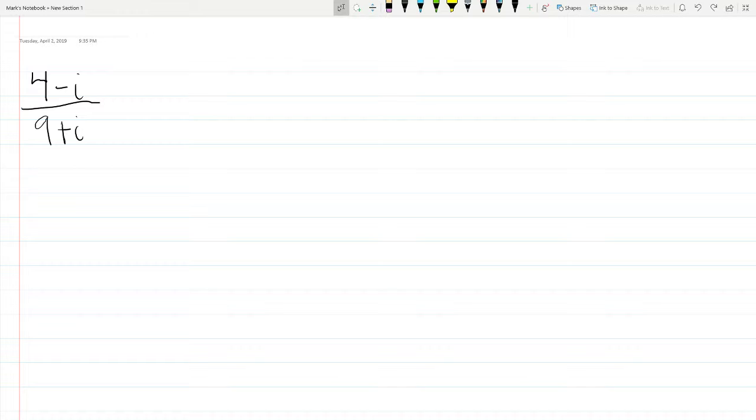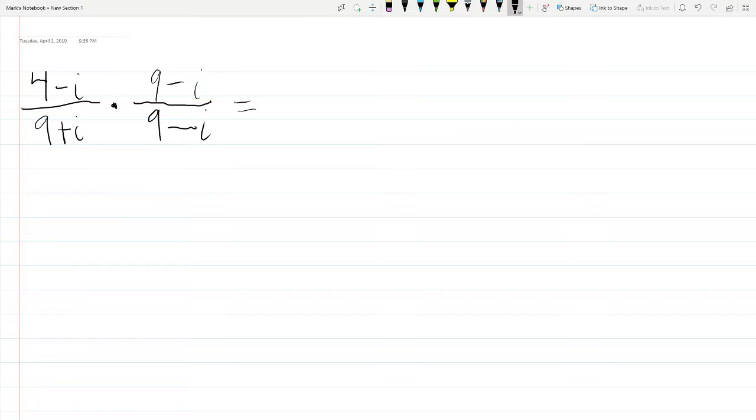So this problem is working with imaginary numbers, and it's (4 minus i) divided by (9 plus i). As you might recall, in order to simplify this problem, we're going to have to multiply by the conjugate. Recall, the conjugate is just going to be the same bottom, but just flip the sign on the imaginary number. So in this case, it will be 9 minus i instead of 9 plus i. We multiply that on top and bottom, so we're just multiplying by a factor of 1.